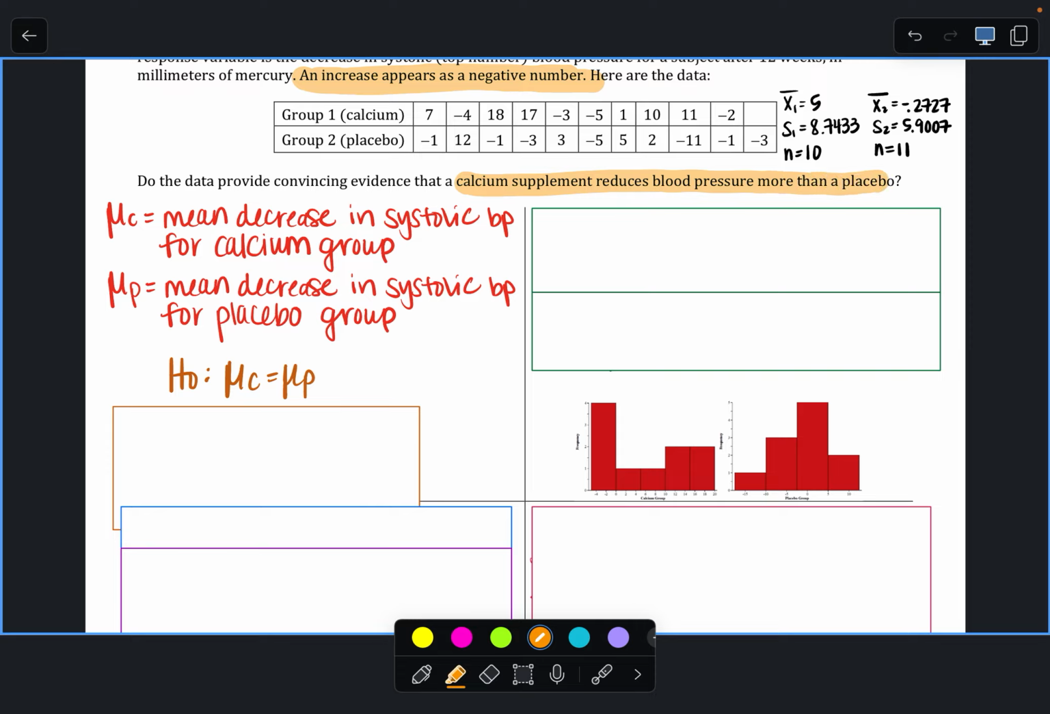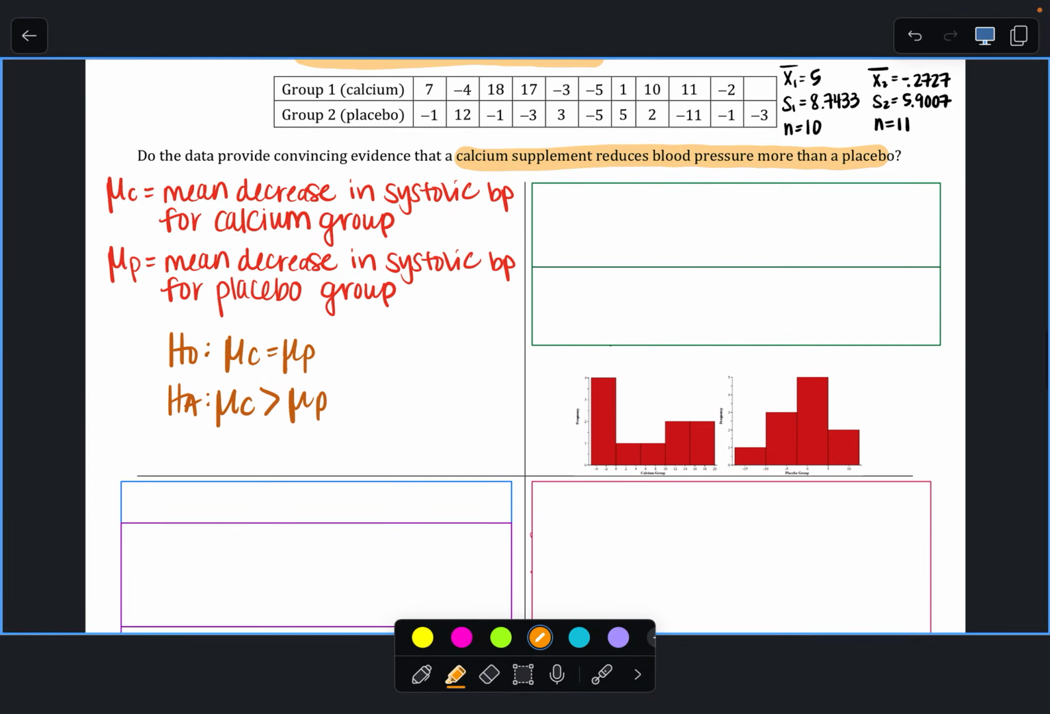Now, here's where the backwards thinking happens. I want the calcium to reduce, but a reduction is actually shown as a positive number. And so if that is the case, when I write my alternative, I need it to be that mu of C is greater than mu of P. And it's only because within the phrasing of the question, they said an increase is represented by a negative number. Most likely they subtracted their starting value minus their ending value, probably.